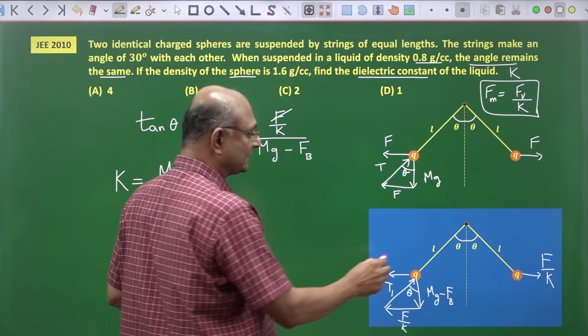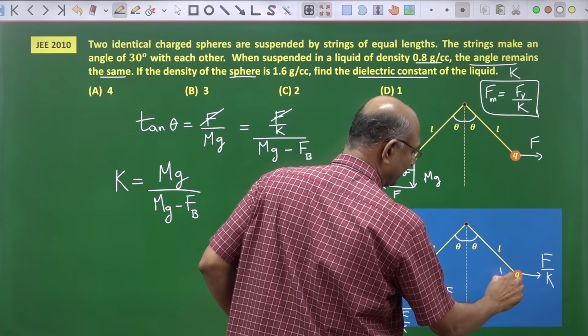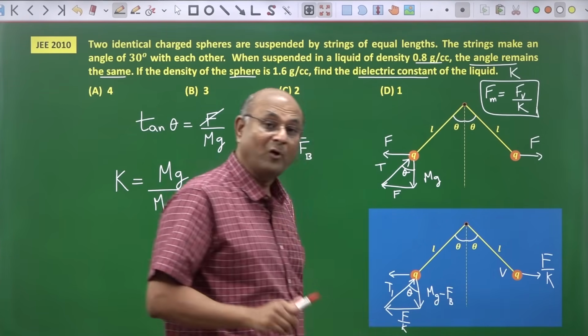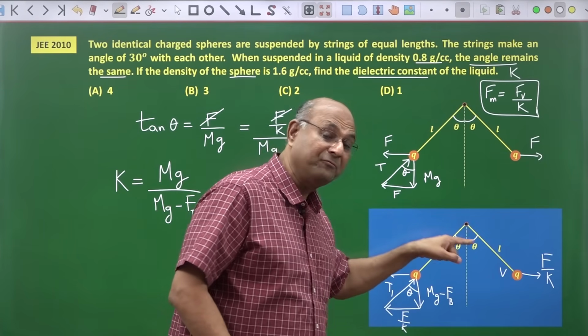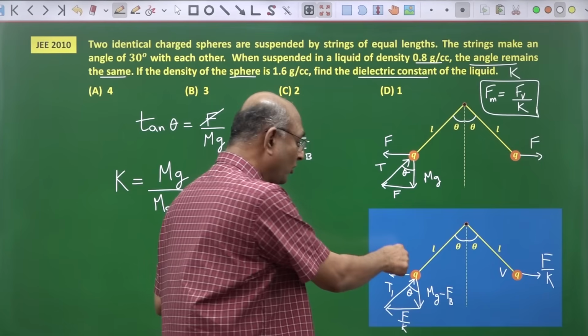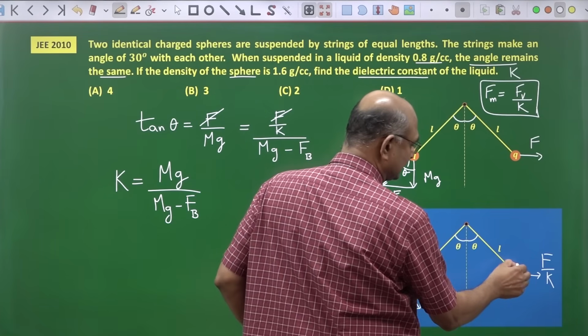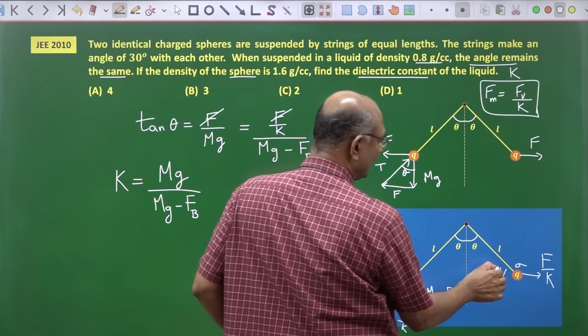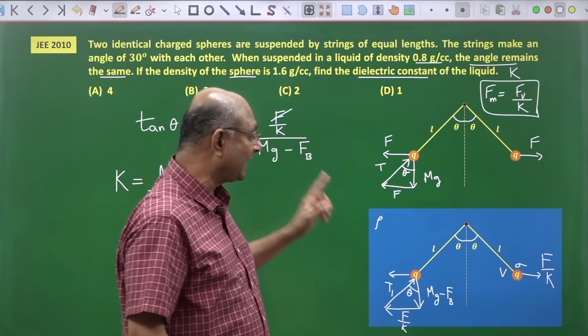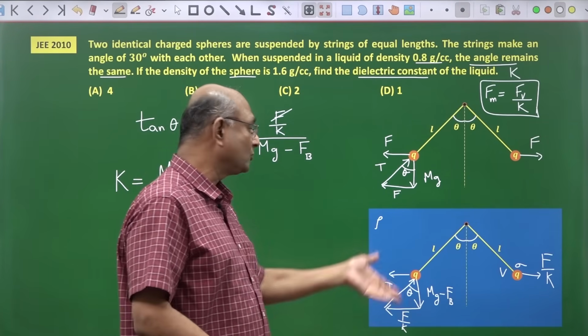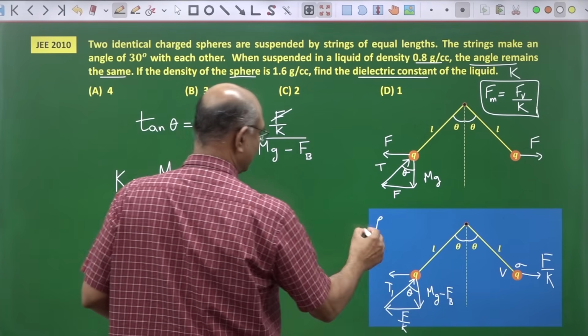What will be the weight of the liquid displaced? Suppose this one has a volume V, right? The volume of the liquid displaced will be V into rho, which is the density. So the liquid has density rho. Let us say that the solid has density sigma. So you can say rho into V will be the mass of the liquid displaced into g. So buoyant force, let me write that here.